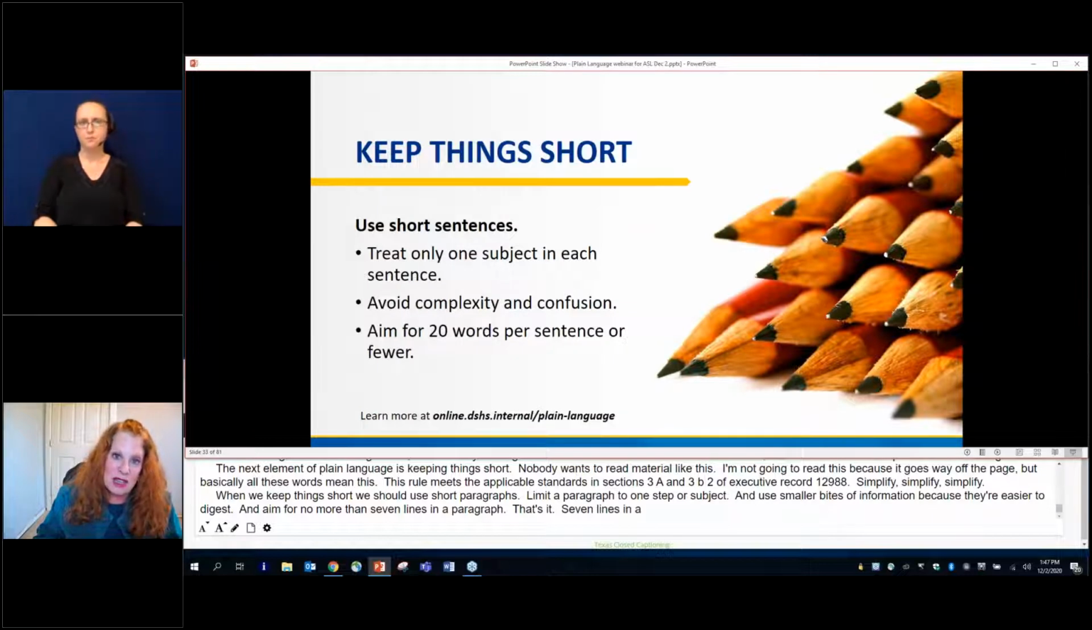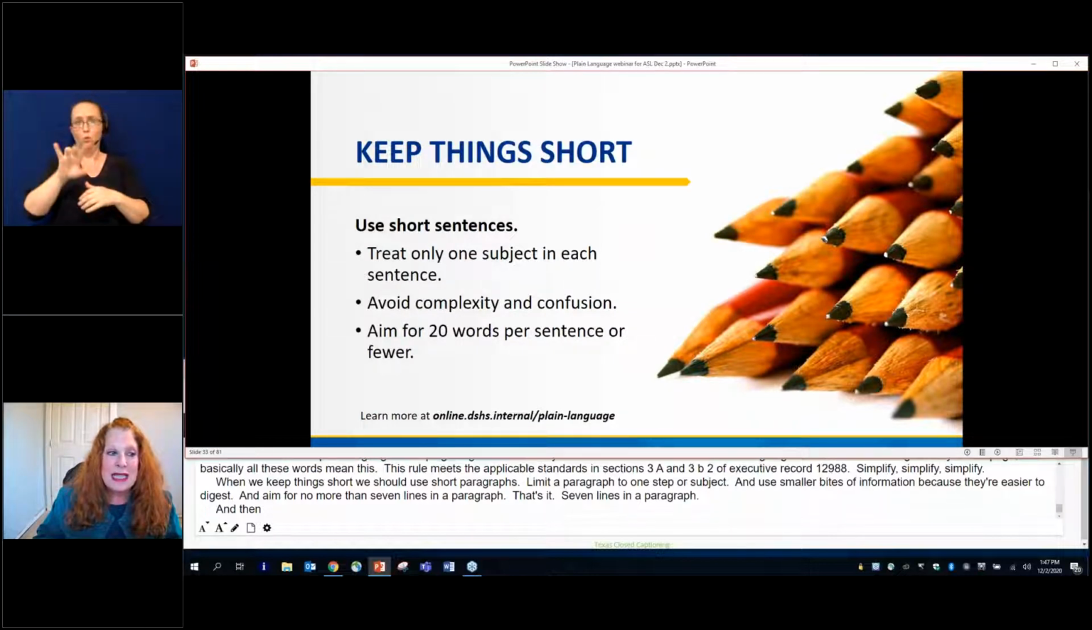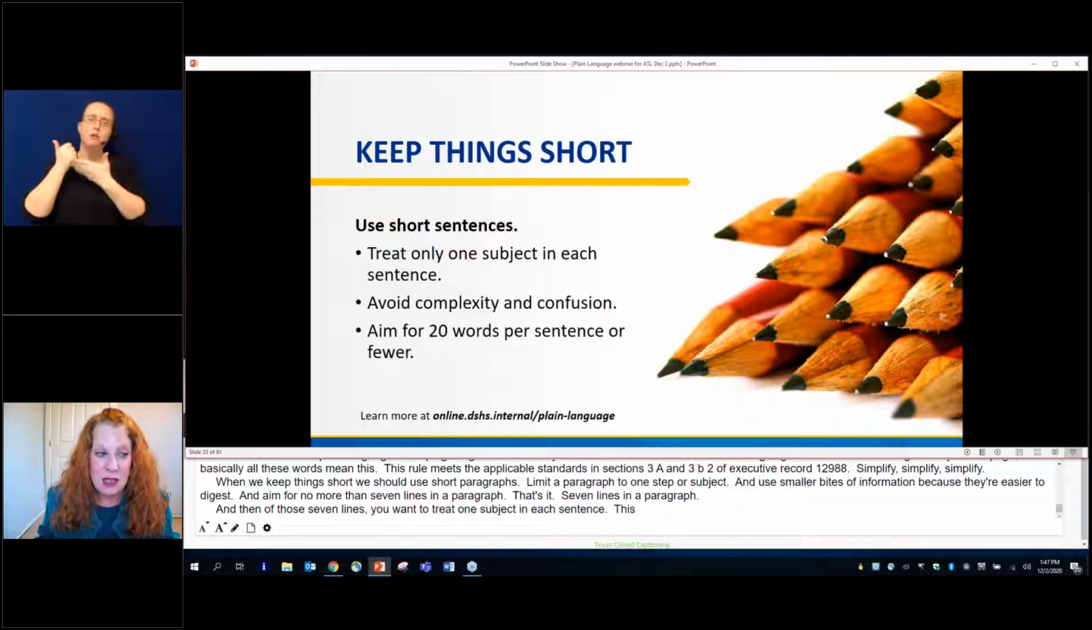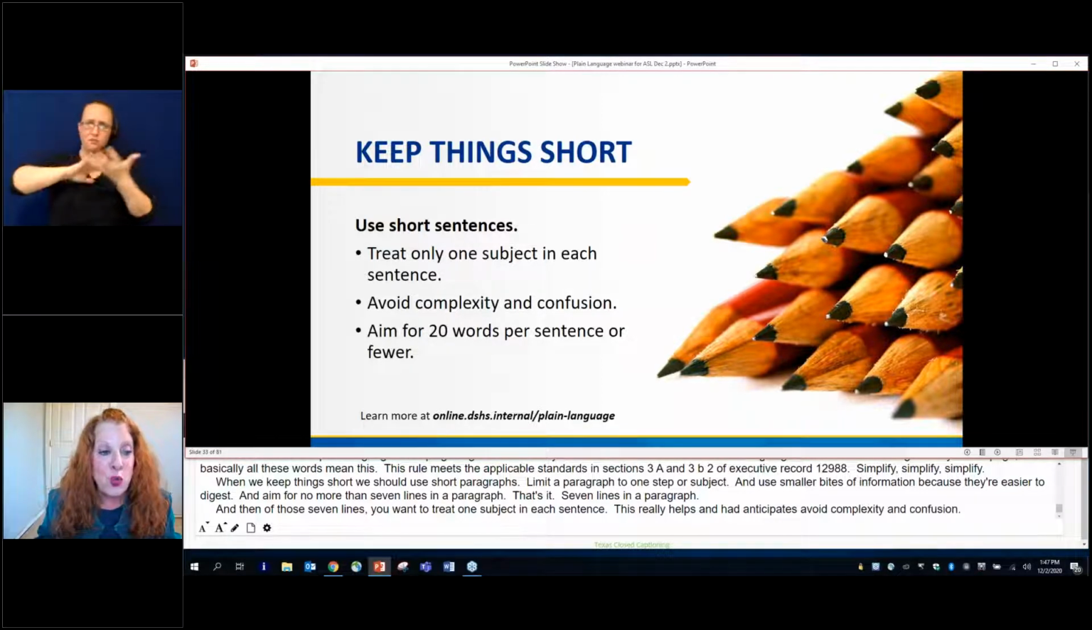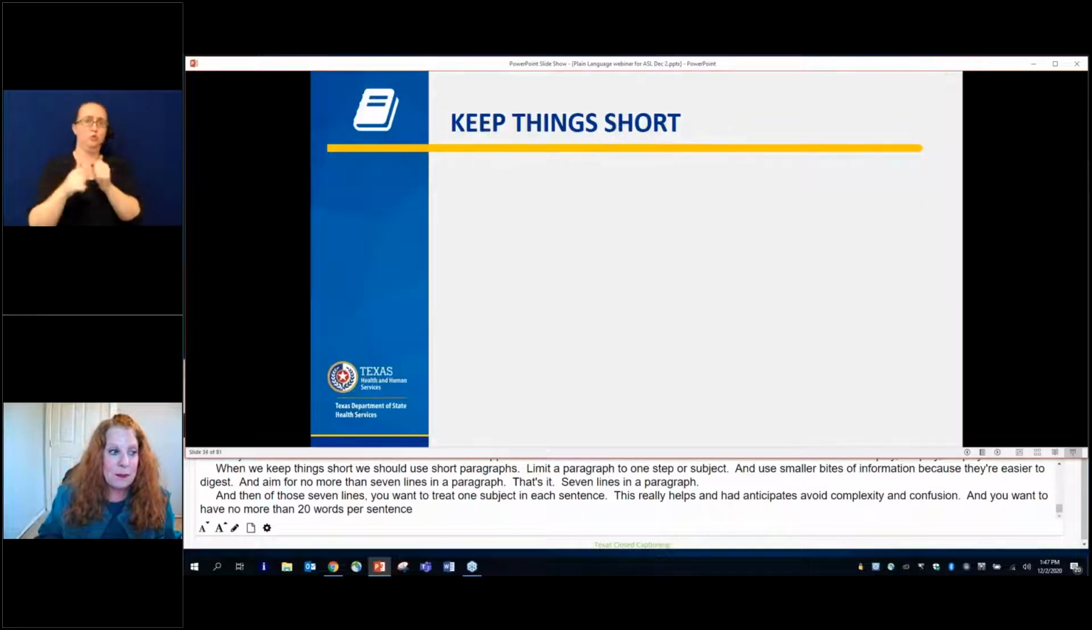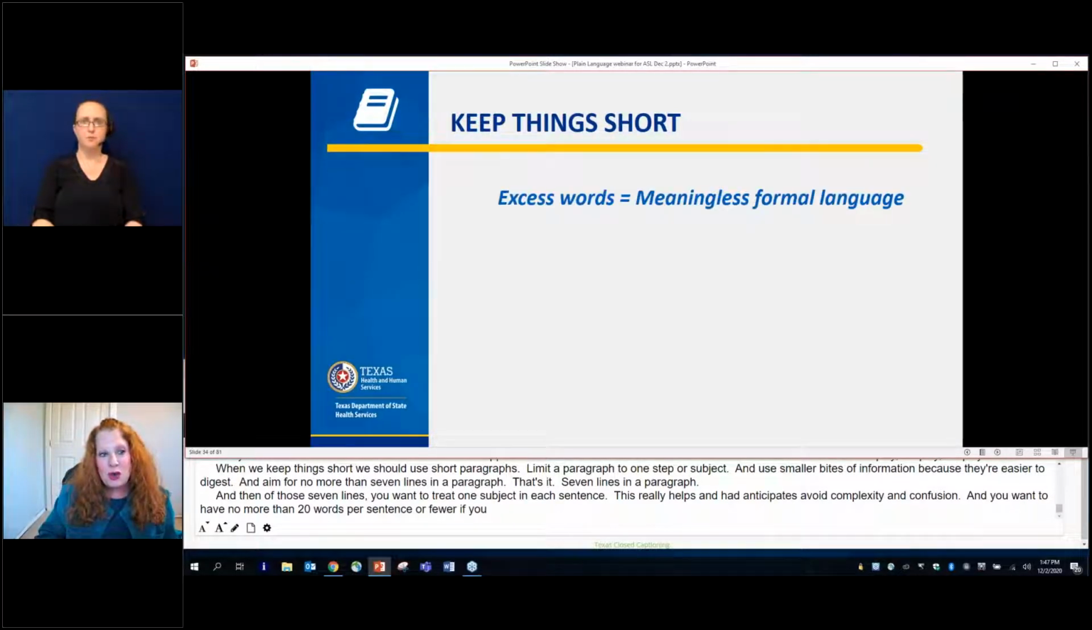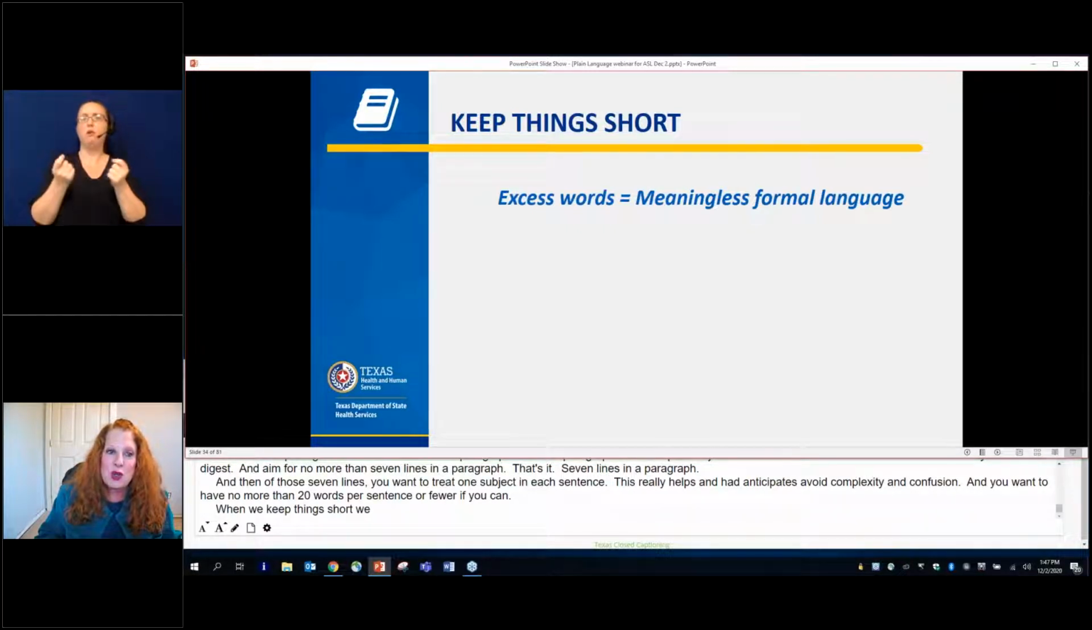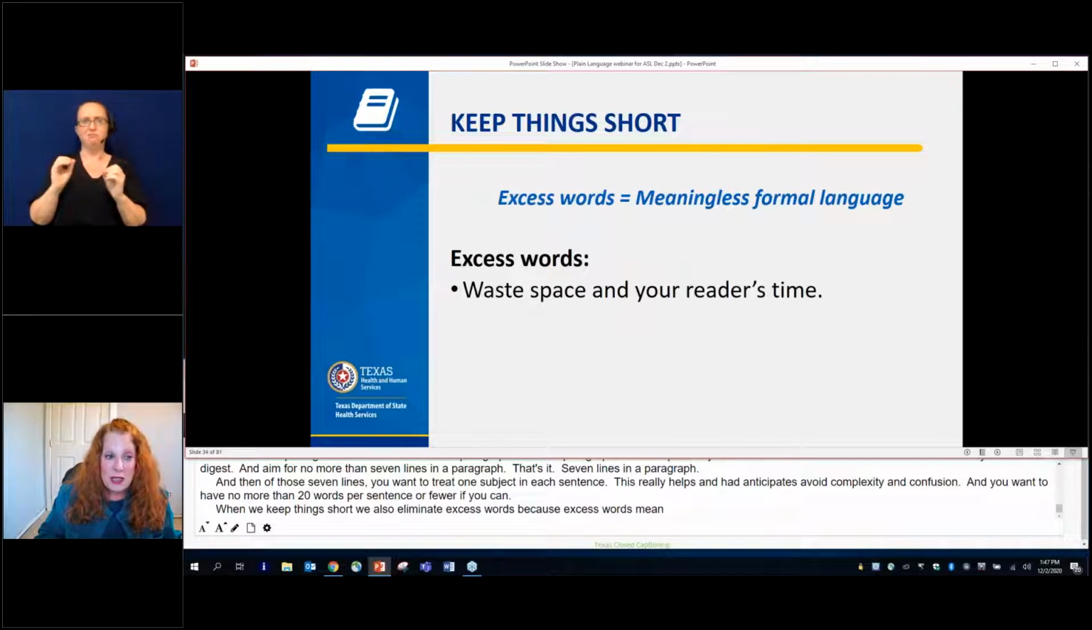And then of those 7 lines, you want to treat one subject in each sentence. This really helps avoid complexity and confusion. And you want to have no more than 20 words per sentence or fewer if you can. When we keep things short, we want to also eliminate excess words because excess words mean meaningless formal language. Excess words waste space and they waste your reader's time.